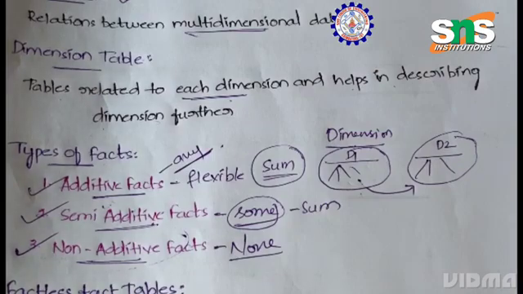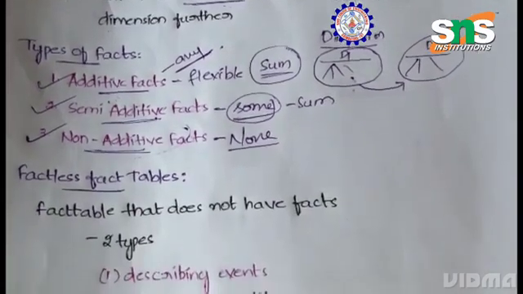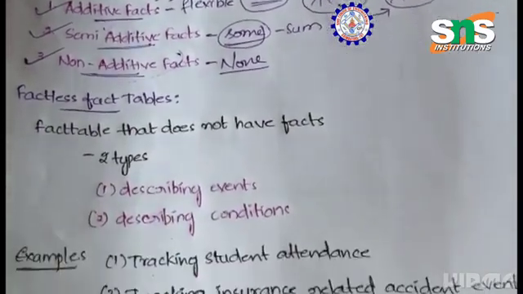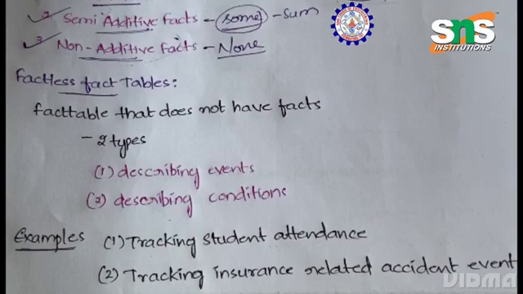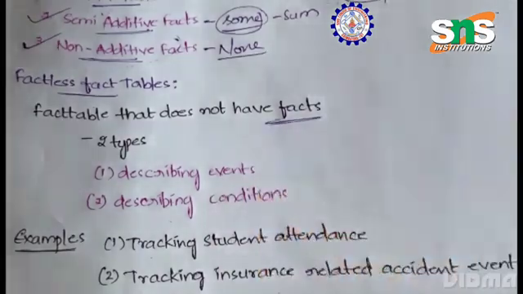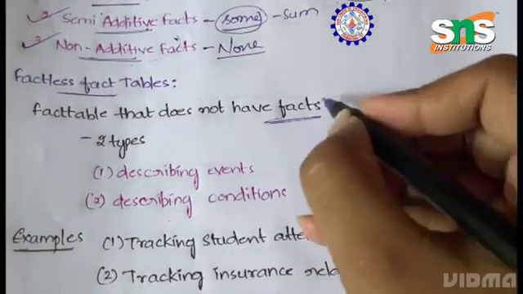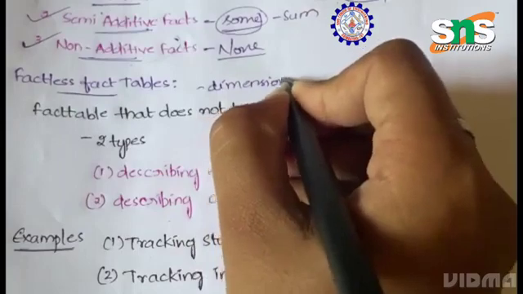Okay, and we have one more fact table, which is nothing but the factless fact table. You might be thinking, the fact table itself contains facts, then what is the meaning of a factless fact table? See, a factless fact table will not have any facts in it. So if it does not have facts, what does it contain? It will contain the dimensional keys.